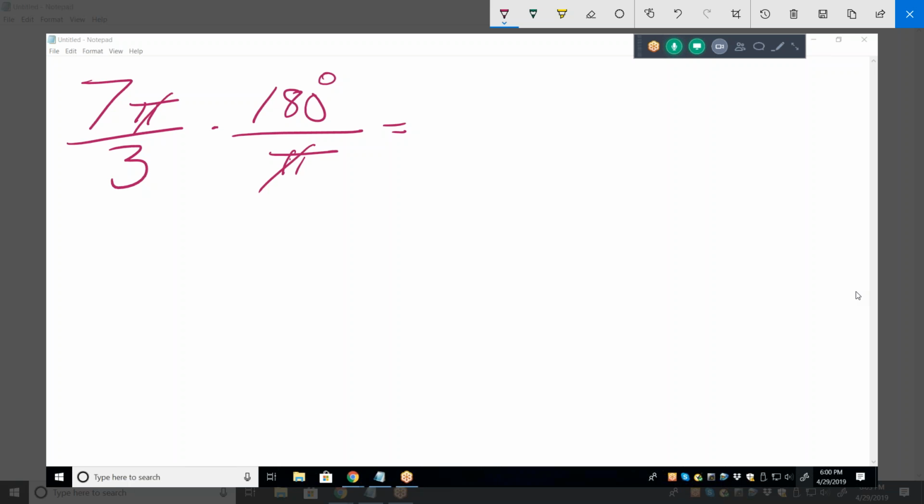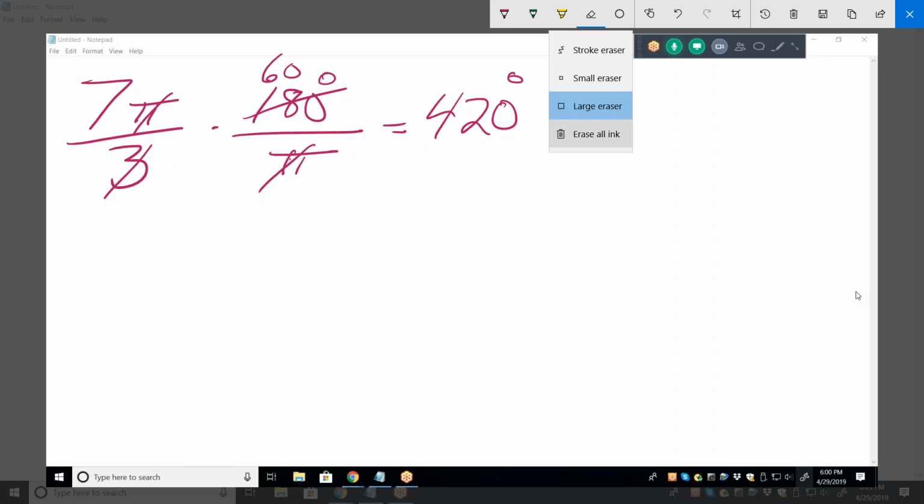That becomes 7 times 180 over 3, and that's 1260 over 3. Notice the way I did it: I canceled the 3 out with the 180 first before I did the multiplication. Didn't need a calculator. You can do a lot of these things in your head or manually if you realize that 3 goes into 180 exactly 60 times.